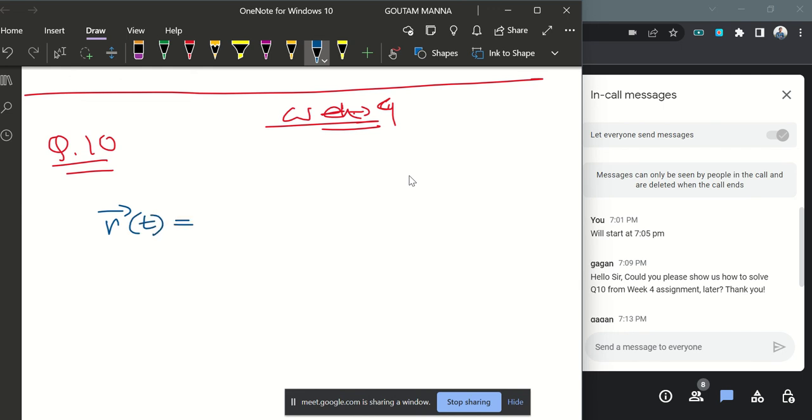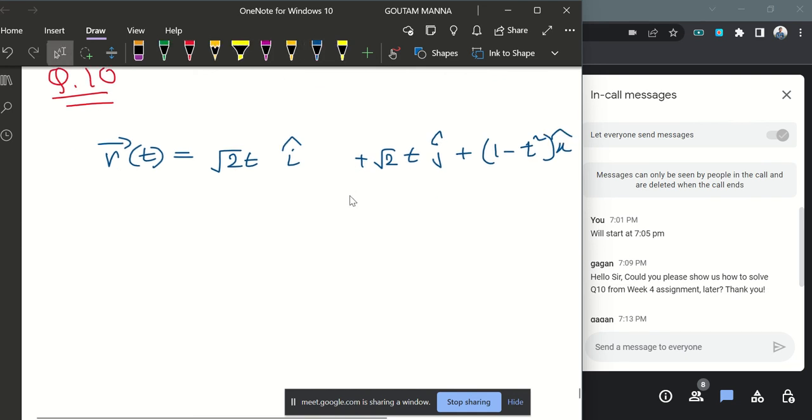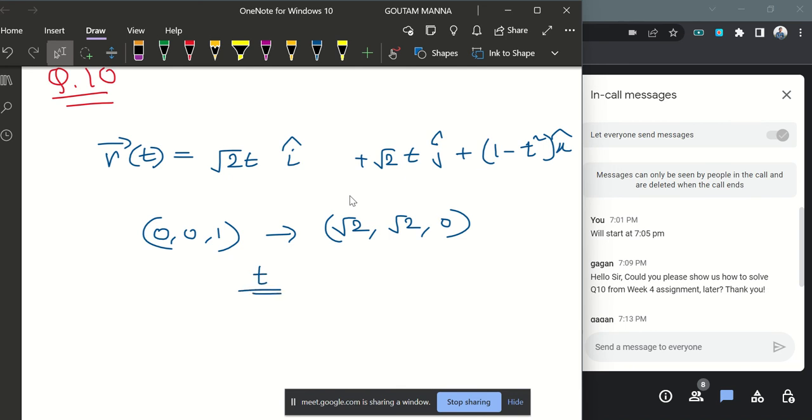So r(t) is given by root 2 t i hat plus root 2 plus root 2 t j hat plus 1 minus t square k hat, from point 0, 0, 1 to root 2, root 2, 0. So that means t is varying from 0 to 1.